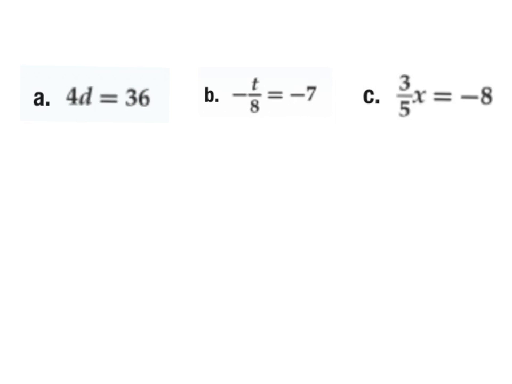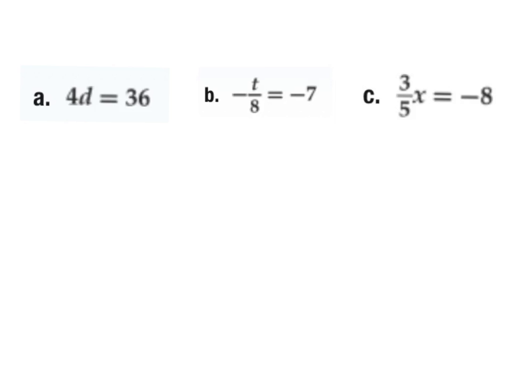So step one is already done. The left-hand side is simplified, the right-hand side simplified as far as it can go. Then the next couple steps are done for me too. The variables are already on the left-hand side. The constants are already on the right-hand side. So in this problem, they've already been separated for us. So now it's just a matter of getting D by itself.